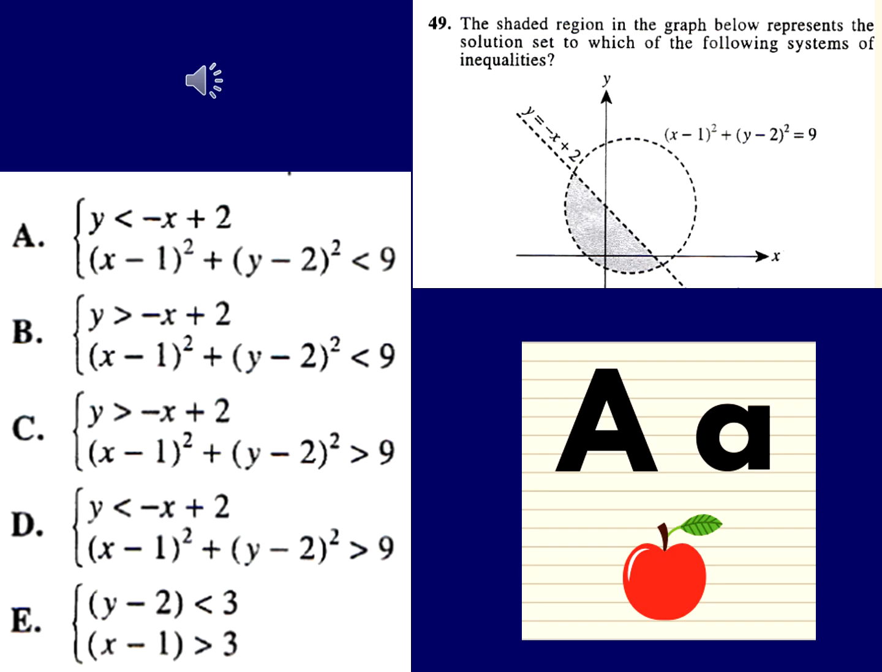In this picture, what's shaded is inside the circle and below the line. That means I've got to have less than on both of them. Less than for inside the circle, less than for below the line. The only one that does that is A.